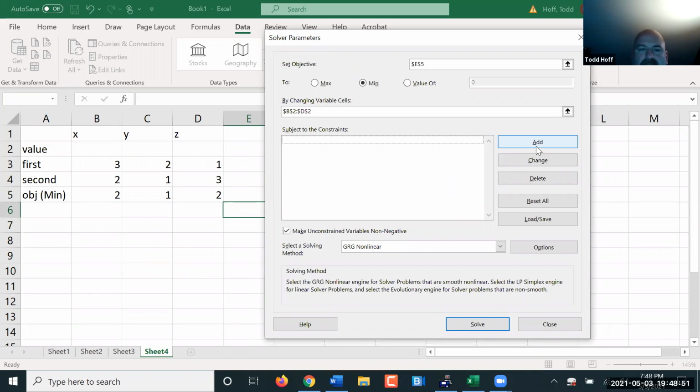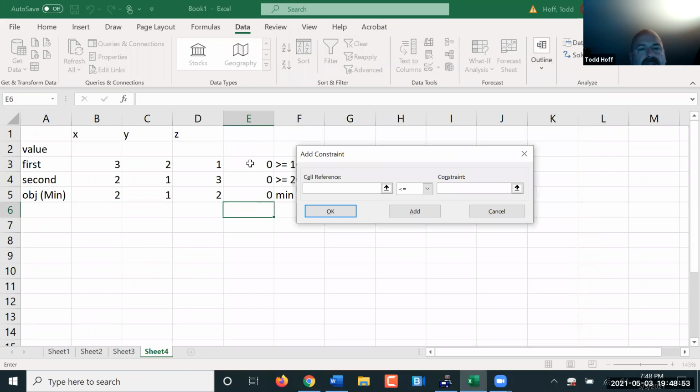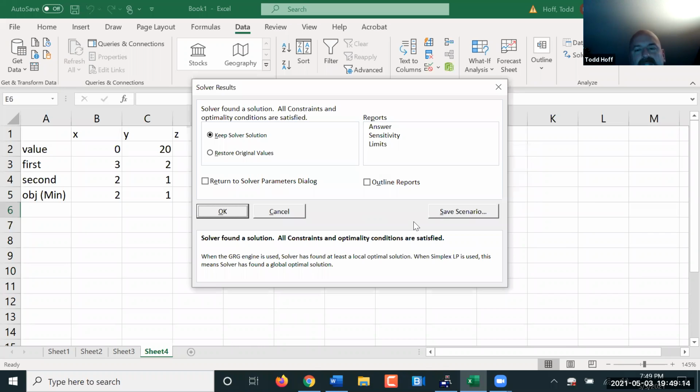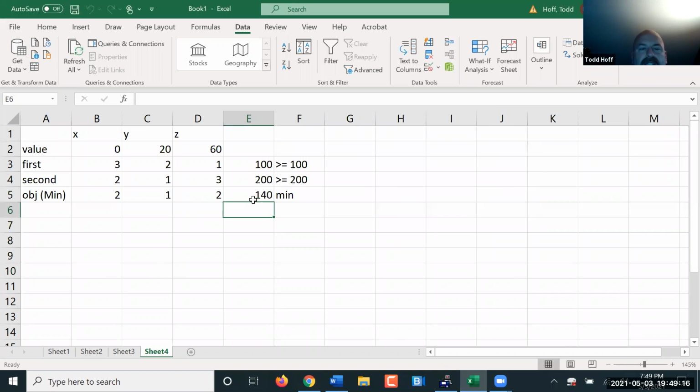subject to the constraints. So I'm going to add my first one. This value has to be greater than or equal to 100. So that's my first one. And this value here has to be greater than or equal to 200. I add that in, and I click cancel to say that's all of them. Make sure I change this to simplex LP, and I hit solve. I hit OK. And you can see right there, it gives us the minimum value there.